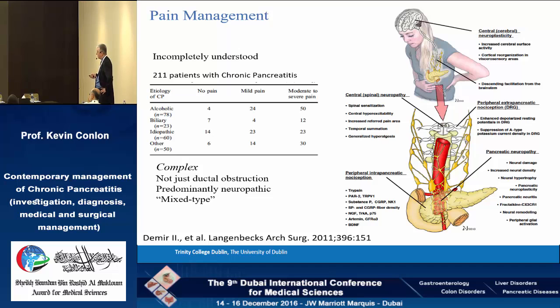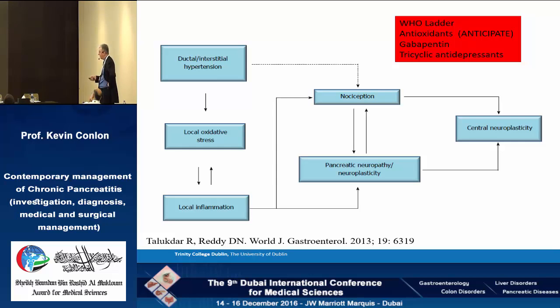And it's because the pain is really a mixed type. There's a central element to it, there's a spinal element to it, and there's a neuropathy or a pancreatic nociception. And there's a whole lot of different causes as to why they should get that type of pain. And so your treatment has to take that into account. So if you believe that there's the local oxidative stress, you've got hypertension, you've got local inflammation, you've got this problem with the neuroplasticity in the gland, nociception going up to the central receptors has changed.